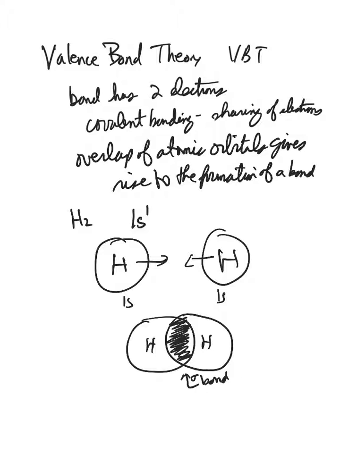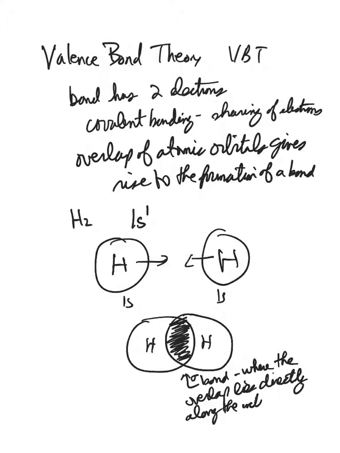A sigma bond is simply a bond where the overlap lies directly along the internuclear axis. It's just a fancy way of saying that the overlap lies directly between the two nuclei of the atoms coming together to make a bond.